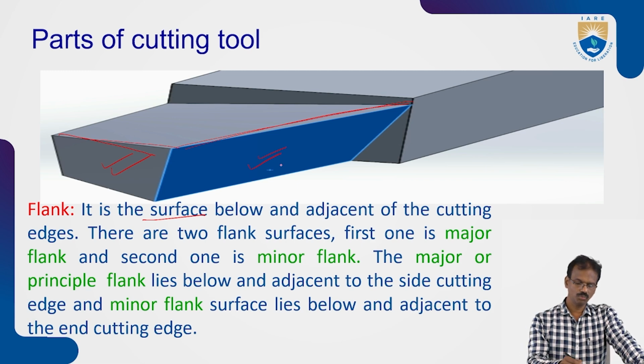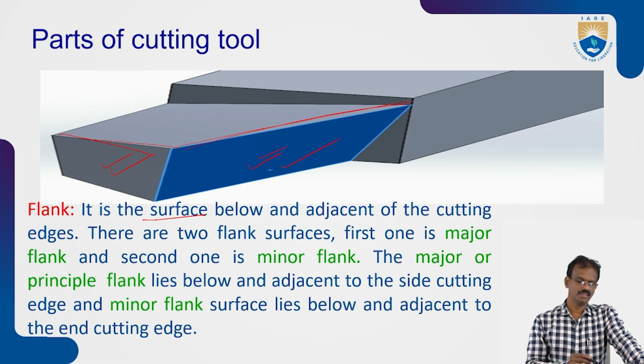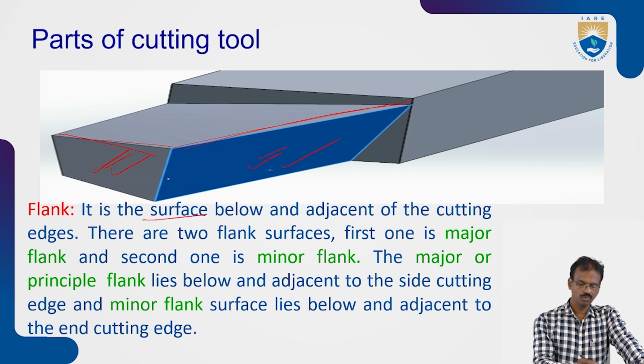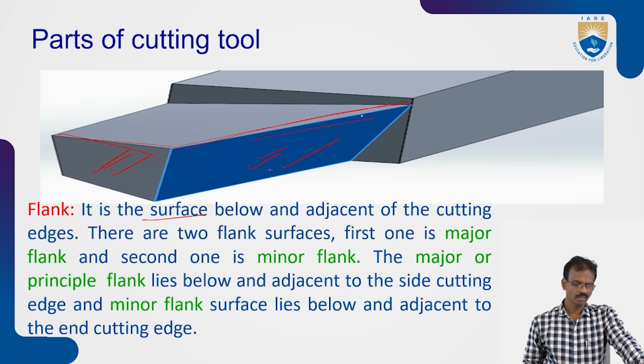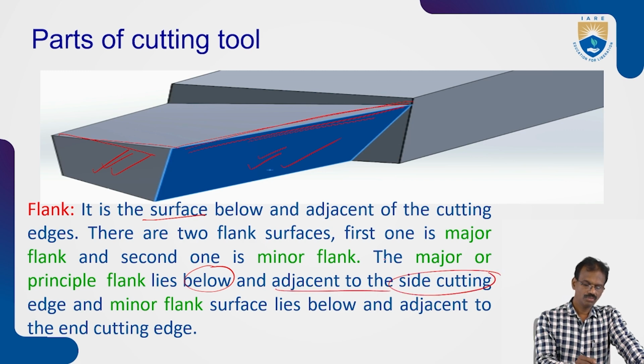So here there are two types of flanks. One is the major flank. The second one is the minor flank, or principal flank. These are the two flanks. Now what is the principal flank or major flank? The major flank or principal flank lies below the major cutting edge and adjacent to the side cutting edge. So this one is the major cutting edge adjacent to the side cutting edge.